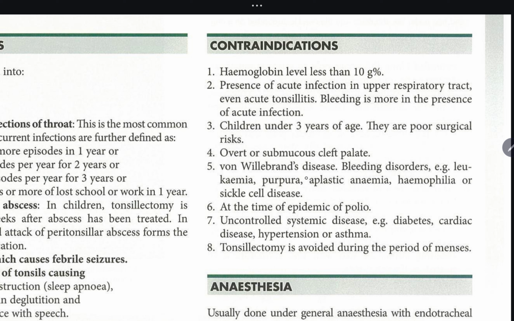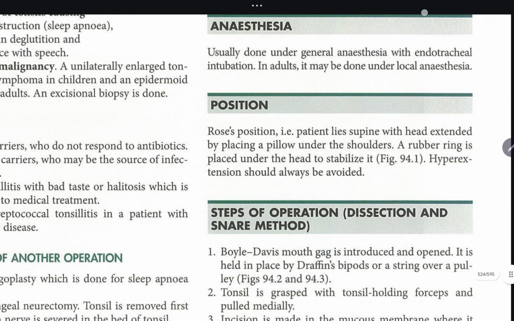5. Von Willebrand's disease. Bleeding disorders, example, leukemia, purpura, aplastic anemia, hemophilia, or sickle cell disease. 6. At the time of epidemic of polio. 7. Uncontrolled systemic disease, example, diabetes, cardiac disease, hypertension, or asthma. 8. Tonsillectomy is avoided during the period of menses.